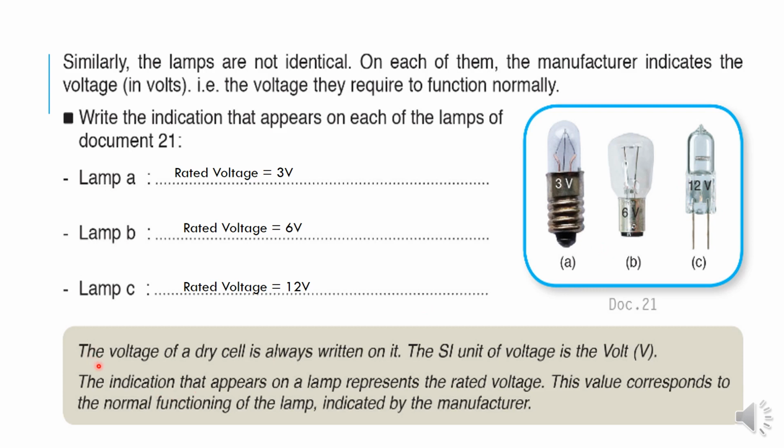As a conclusion, the voltage of a dry cell is always written on it. The SI unit of voltage is the volt, V. The indication that appears on the lamp represents the rated voltage. What is the rated voltage? This value corresponds to the normal functioning of the lamp indicated by the manufacturer.